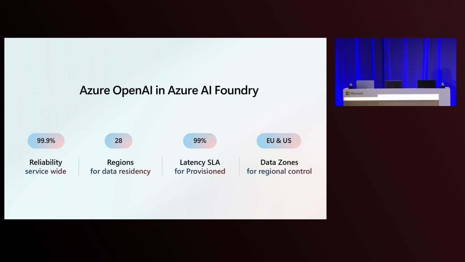Some of the categories that we do believe we are the best is in reliability. We offer a 3 nines SLA across our entire service. That's not just for provision throughput. That is across our batch service, our standard pay-as-you-go token service, and our provision throughput service. All has 99.9% reliability SLA on it, which means if we don't hit that SLA, you can get money back from us.